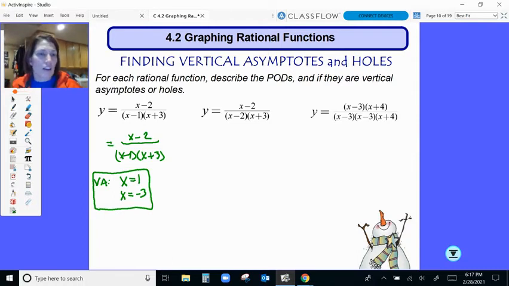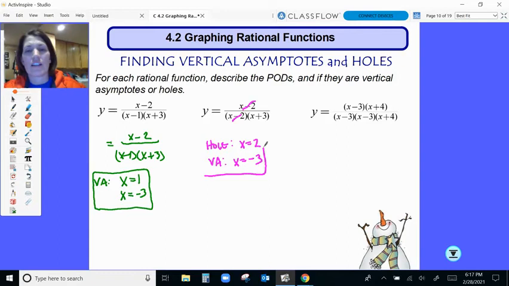Okay, let's look at this next one over here. This one right here, we have these two factors cancel. So we know we're going to have a hole at x equals 2. We're going to have a vertical asymptote at x equals negative 3. And that's it. Let's take a look at the next one over here.